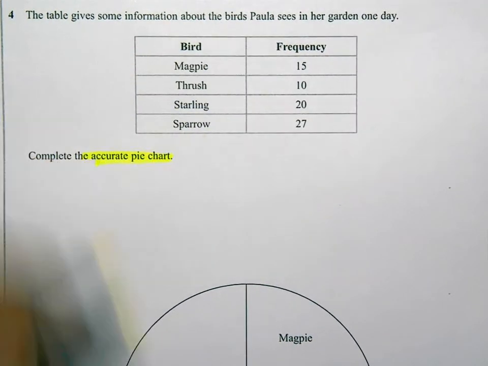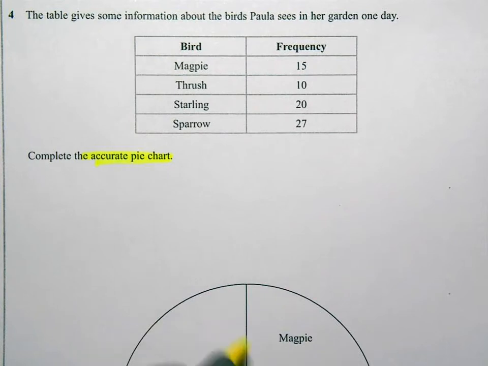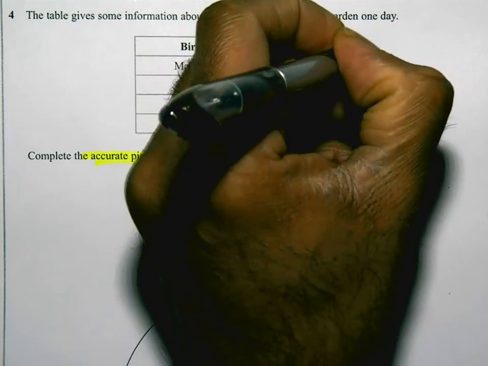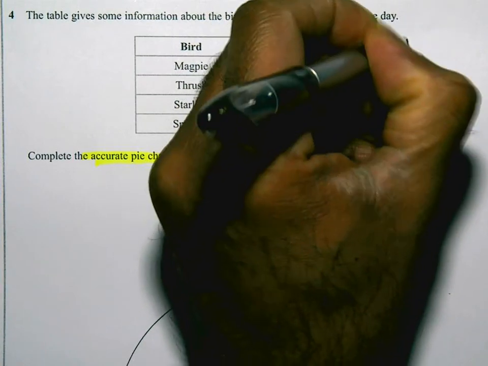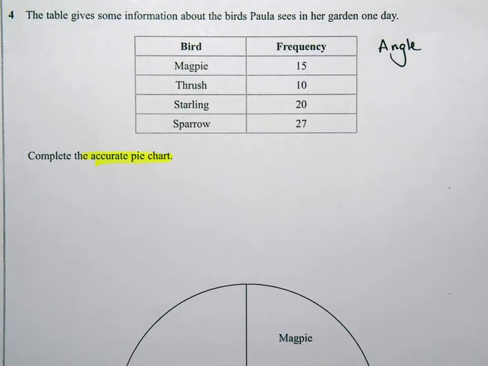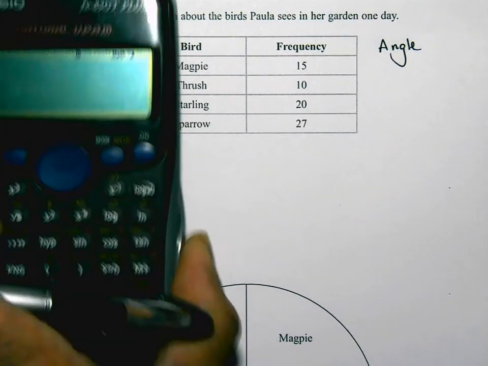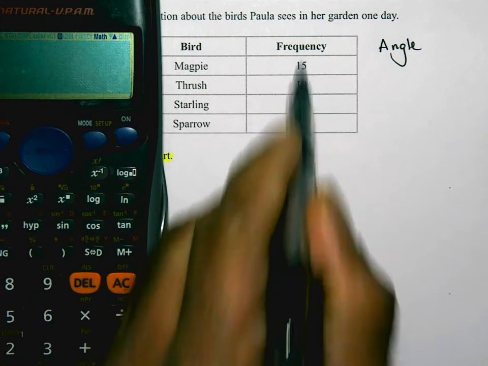So there's a pie chart that's been started down there. They've done one section for you, right? But I don't need to go to the pie chart just yet because I need to work out the angle, right, on the pie chart that's going to be represented by each of those. Now the first thing I need to do is to work out how many birds she saw altogether, the total frequency. Right, so this total value here.